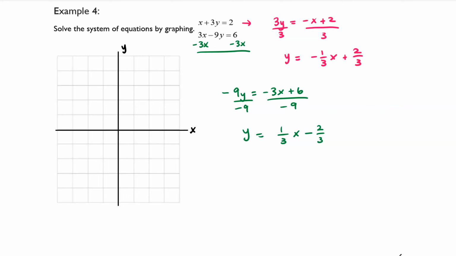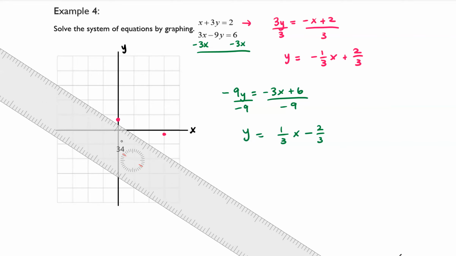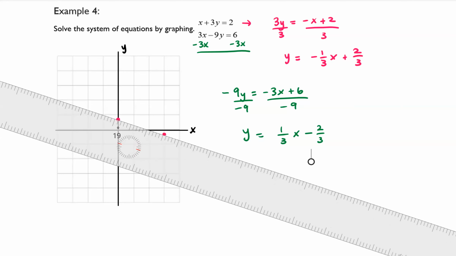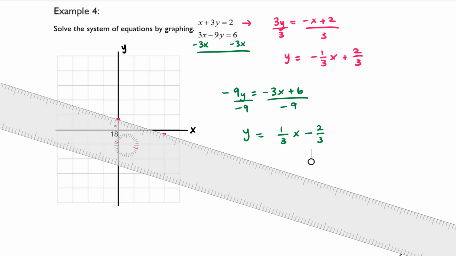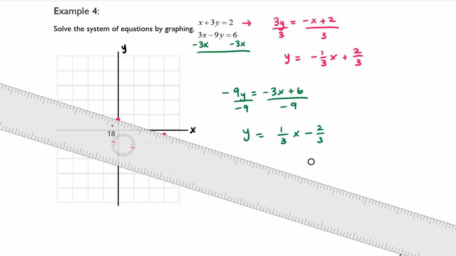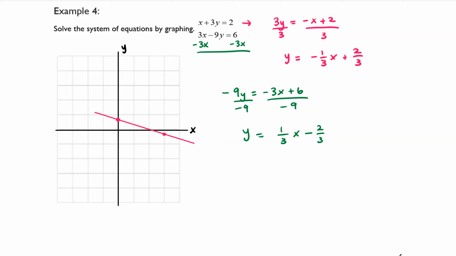All right, let's go ahead and graph these. So y equals negative 1/3 x plus 2/3 has a y-intercept of 0, 2/3. And then I'm going to move down 1 unit and right 3 units. That's going to be about right there. Okay, so it's going to look something like that.